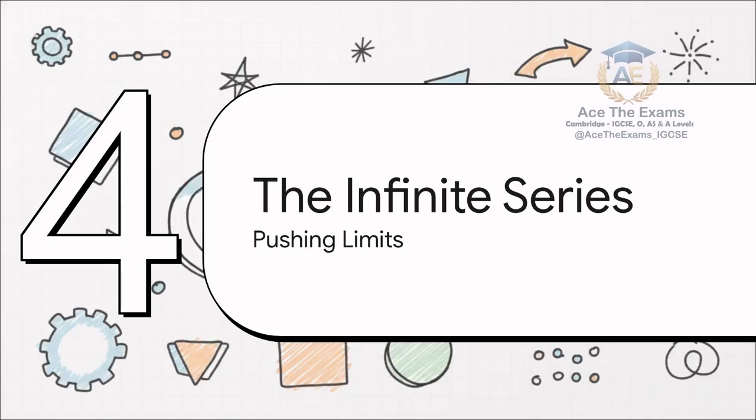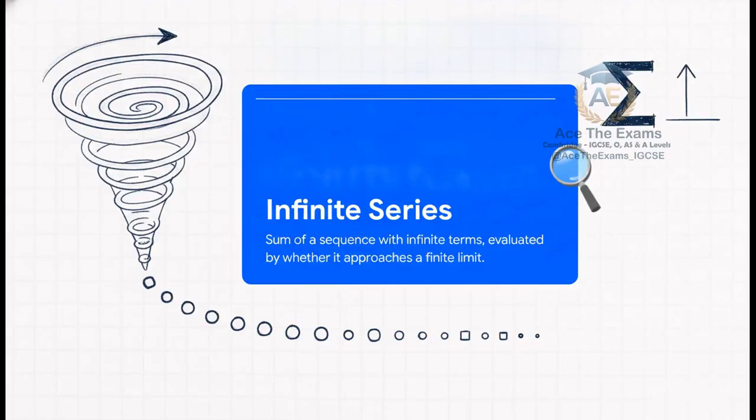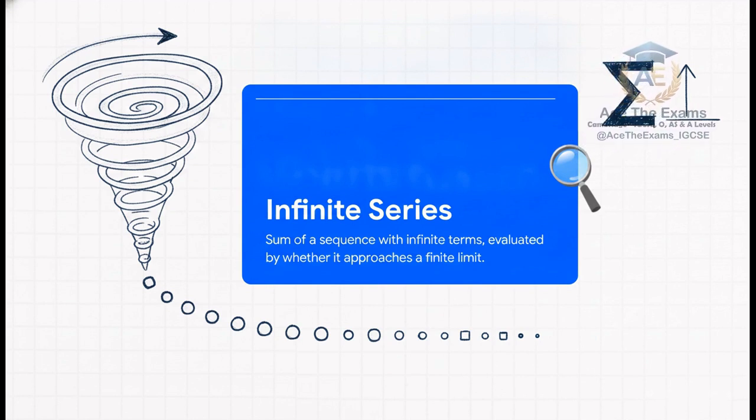Let's wrap up with section 5, the infinite series. Let's see what happens when we really push the limits of logic. Everything we've looked at so far has stopped eventually. 64 squares, 10 years of salary. But what happens when a sequence literally never stops?